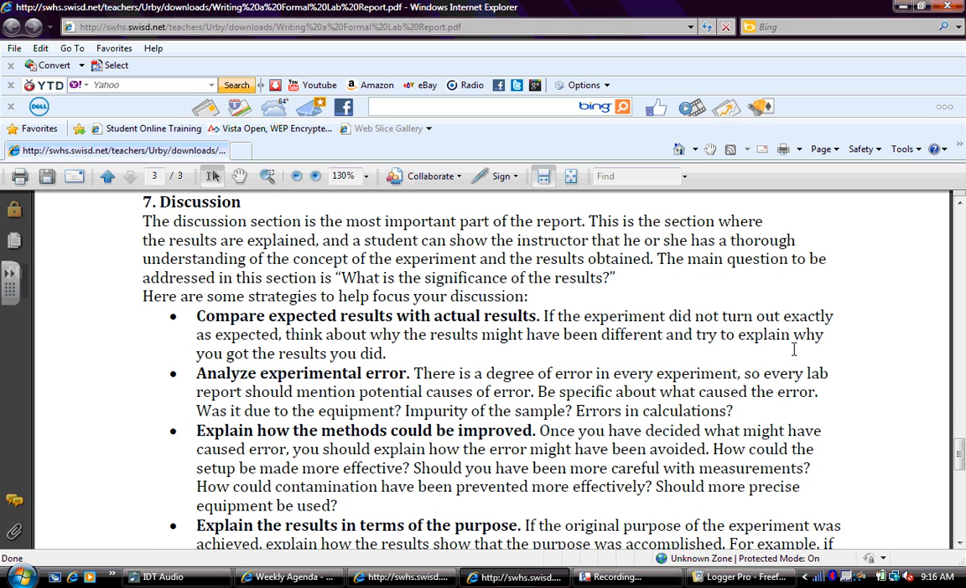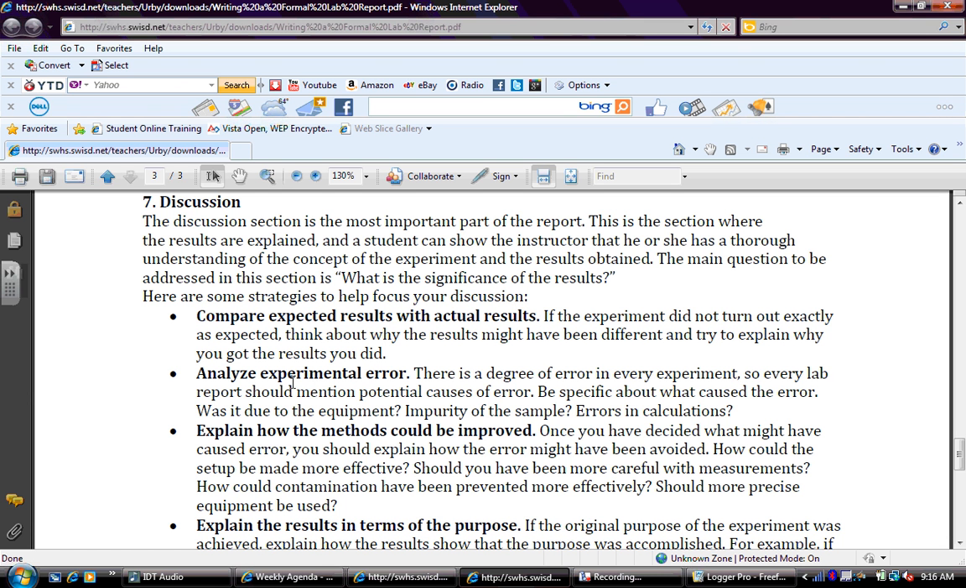The discussion section is the most important part because you're going to be tying everything in. The main question to be addressed here is, what is the significance of the results? So in our case, we wanted to see if the free fall acceleration that we calculated using Logger Pro would be close to negative 9.8 meters per second squared, which is what I told you the acceleration for objects on Earth was that we were going to use. So I want you to compare your expected results, the negative 9.8 meters per second squared, with what you actually got in the experiment. So that would be the slope of the velocity versus time graph.